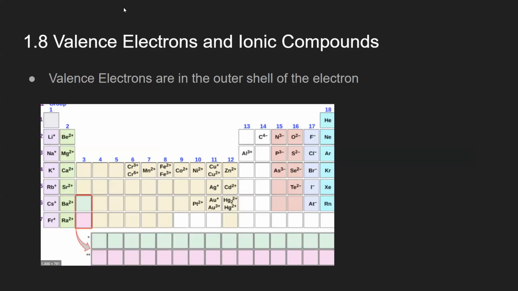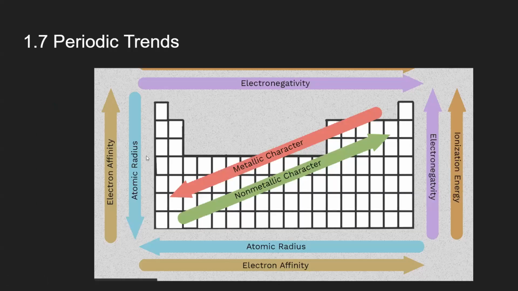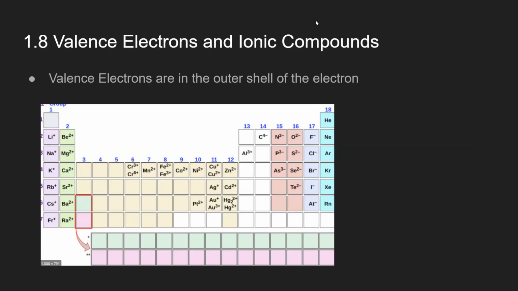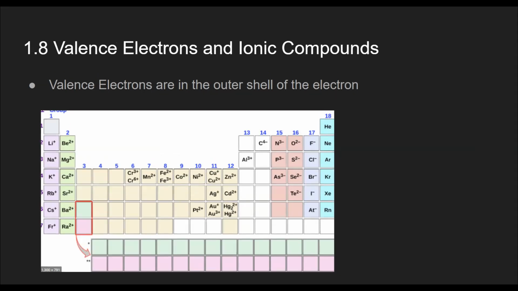So 1.8, valence electrons and ionic compounds, the last one. Valence electrons are basically in the outer shell of the atom, and this subsection just talks about how to use a periodic table to get the charges of ions. One easy way of remembering it is that alkali metals, alkaline earth metals and metalloids such as these in the table all have plus charges.